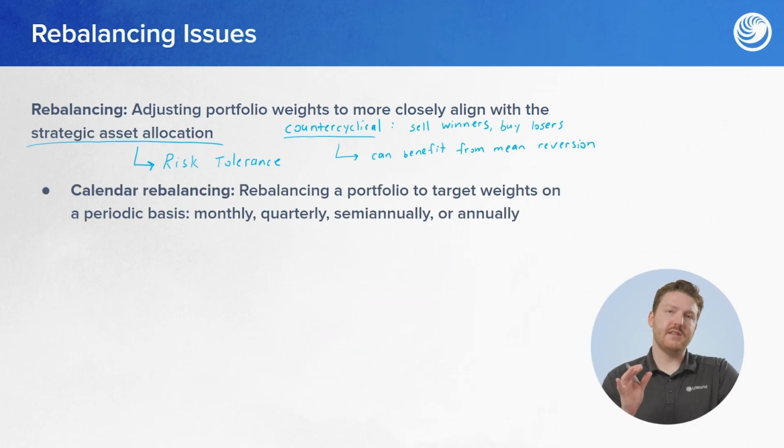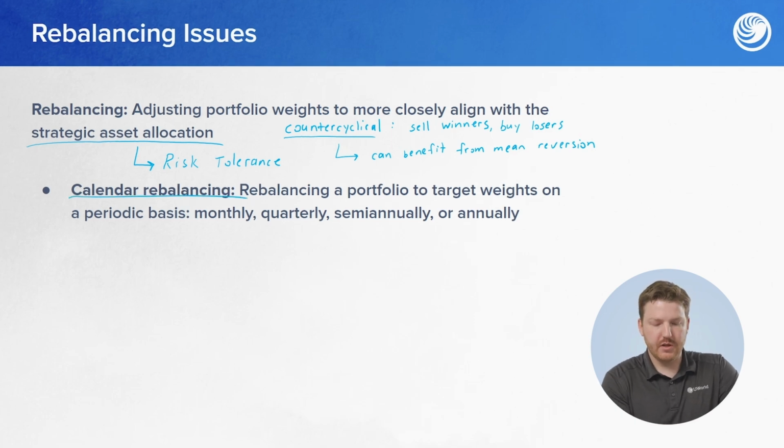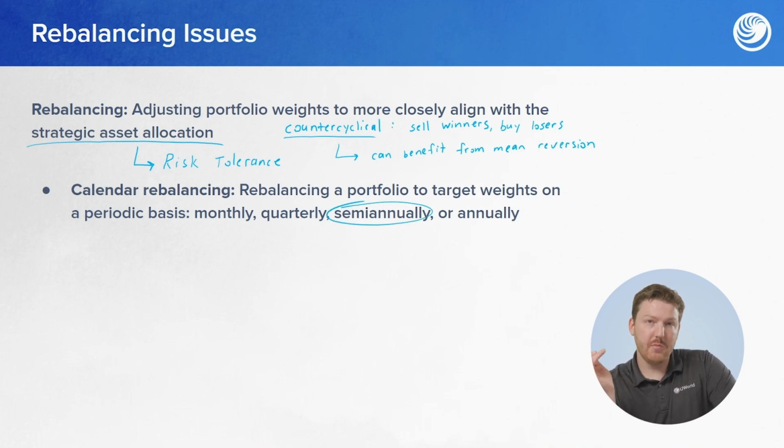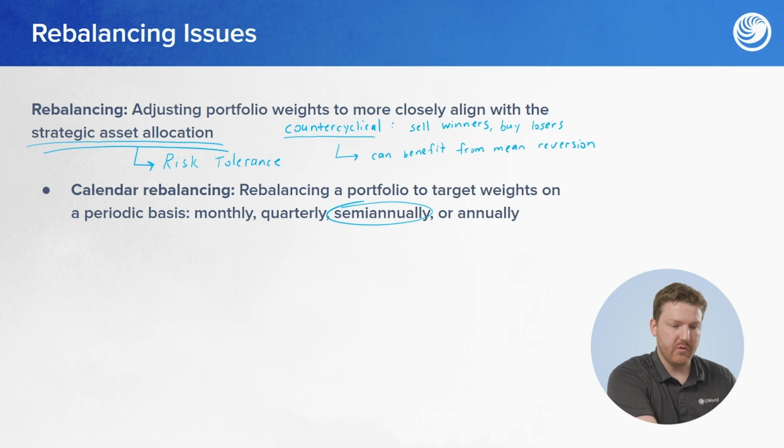There's two main ways that we can rebalance. The first is calendar rebalancing, which basically means that we're going to be rebalancing the portfolio to target weights on a periodic basis, whether it's monthly, quarterly, semi-annually, or annually. The problem with this is, let's say we pick semi-annually and we rebalance and then some crazy stuff happens 1 month later. Now for 5 months, the portfolio allocation is going to be all out of whack with what we said for the strategic asset allocation.